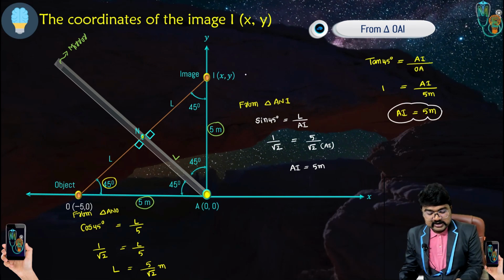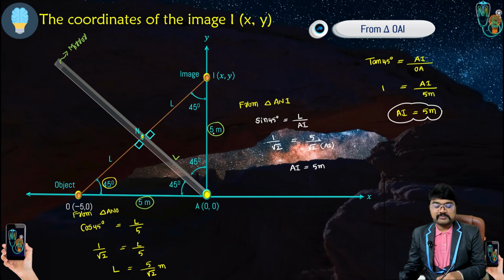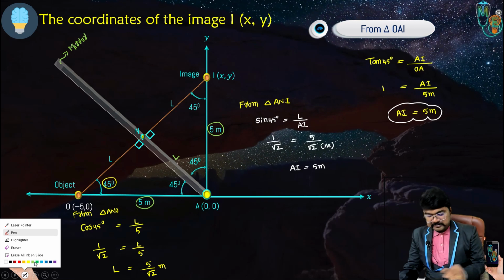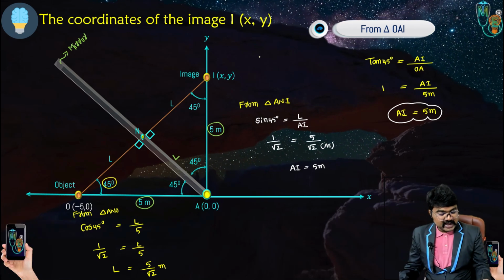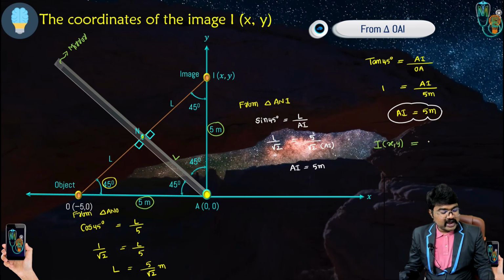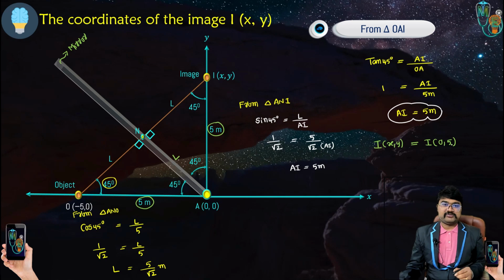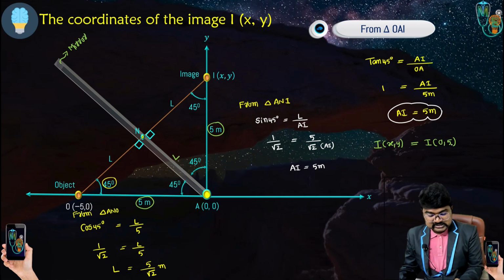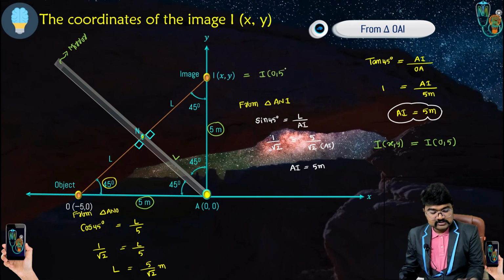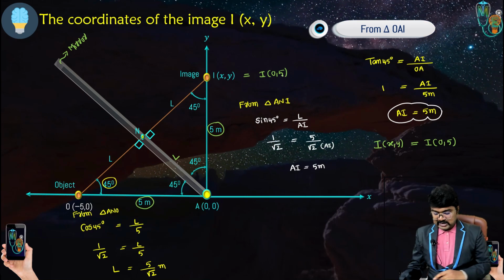So then what are the coordinates of this image? This would be 5 meter in the positive direction. So finally, what are the coordinates of the image? I x comma y equals I 0, 5. Understood now? So you can easily calculate that the image is at 0, 5. You can calculate like this or else this.